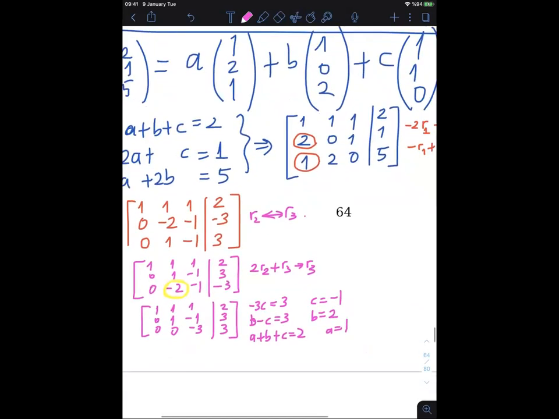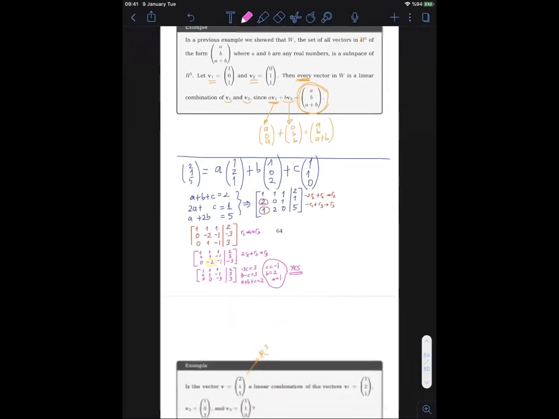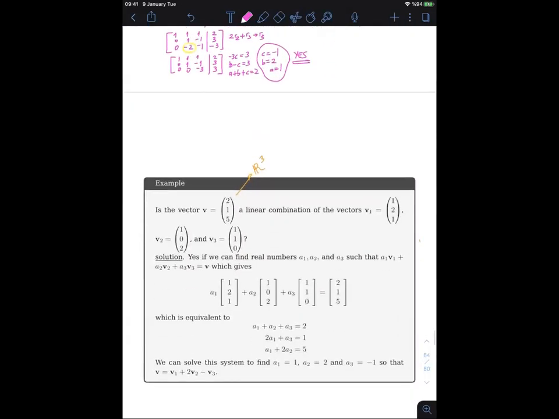So the important thing, as I said, is not the actual numbers, but whether this system is consistent or not. Okay, so this system is consistent. It has a solution. So the answer is yes. So let's go back, check the answer. So again, we are doing the same thing. I'm writing 2, 1, 5 as a combination of these 3 vectors, and I'm trying to solve for A1, A2, A3. Above, I called them A, B, C, doesn't matter. So I look at these equations, and I try to solve them.